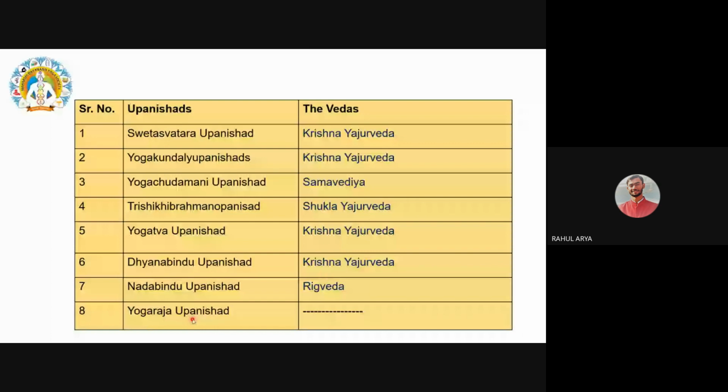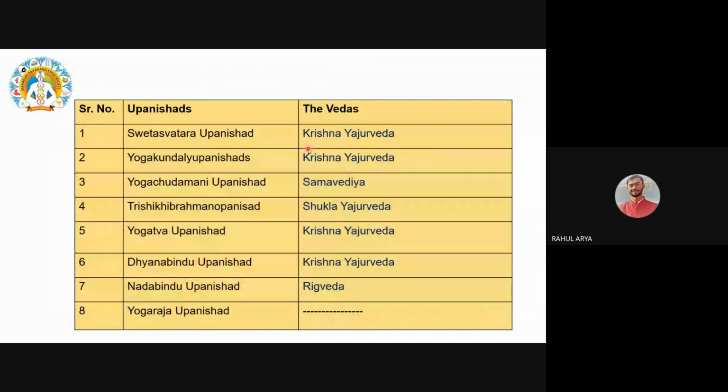And Yoga Raja Upanishad, here it may be related with a Veda, but in the Upanishad we did not see any mantra showing that it is related with that Veda. So that's why we are telling it is not related with any kind of Veda. We are not able to find it. So regularly you have to write which Veda each is related to, because this comes every time in the exam.